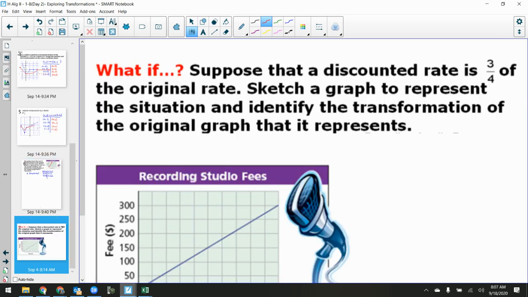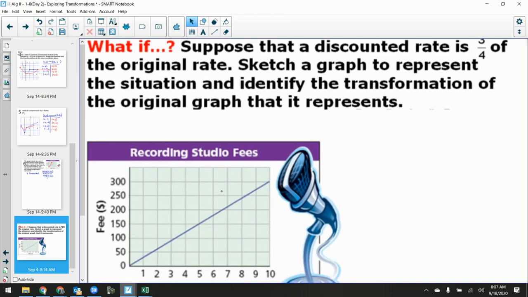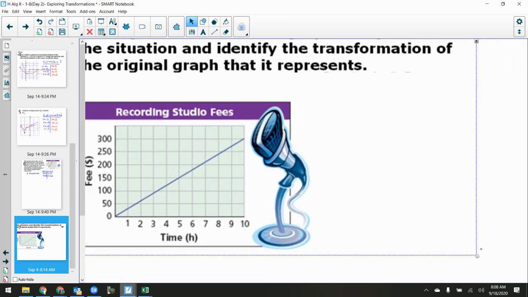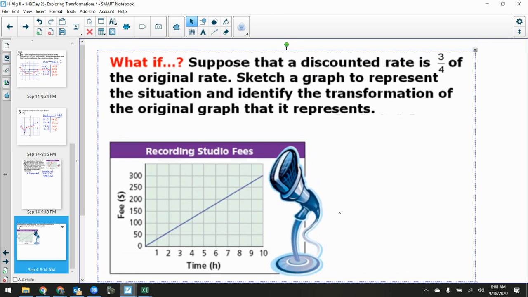Suppose that a discounted rate is 3/4 of the original rate. Sketch the graph to represent the situation. Identify the transformation of the original graph. Okay, so it's not really giving us too much information within the context of the problem there. Let me make it a little bit smaller here so I can put it all on one screen.